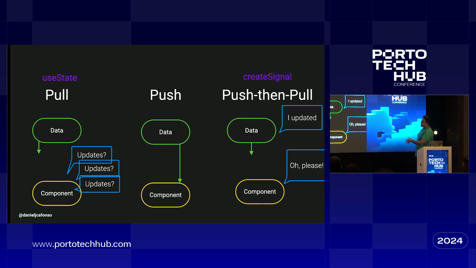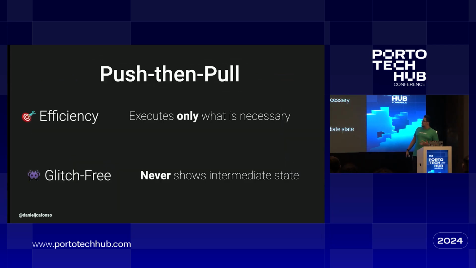I didn't put it here, but push is basically if you're using something like observables. If you have used any signals library, that creates signal. So these are the implementations of these architectures when we start talking about them. Now, when you have a push then pull architecture, it's important that it obeys two rules.